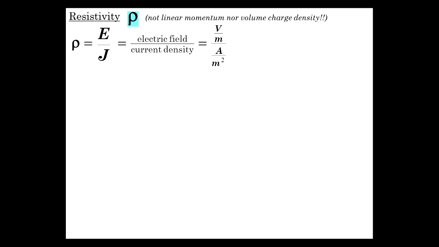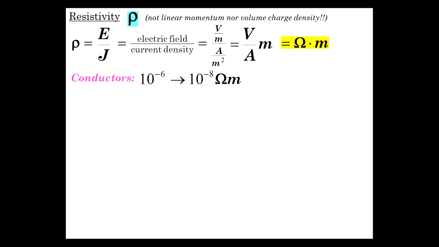Let's move on. Volts per meter over amps per meter squared. Volts over amps times meters. Do you remember from first year of physics what a volt over amp is? Ohm's law. Volts over amps is ohms. So this is ohm meters. So there is the unit for resistivity. It's a characteristic property of materials.